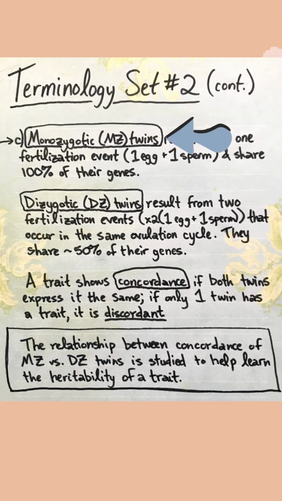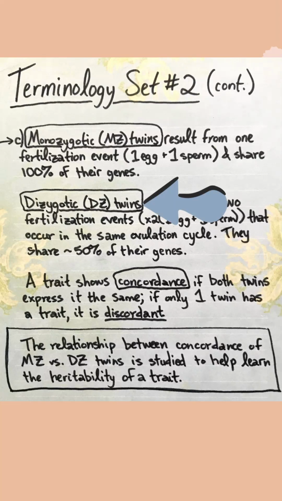So to wrap up, we're going to look at twins. Monozygotic twins result from one fertilization event, which means one egg and one sperm got together, and then early on in its development, it split so that there were 2 zygotes. Monozygotic twins share 100% of their genes.